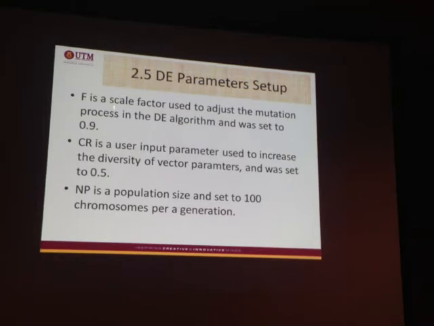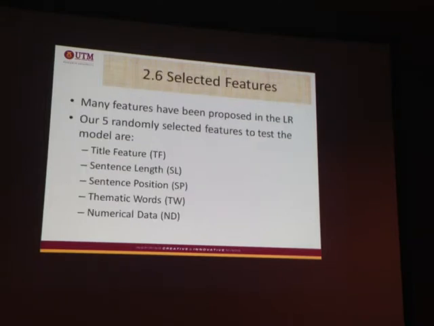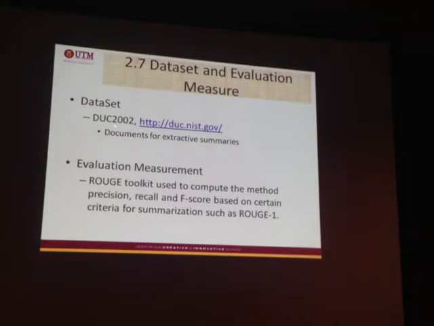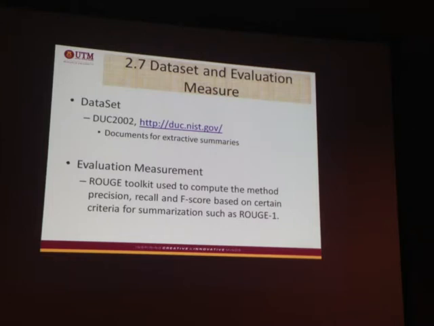The DE needs parameters to work, and they were set as found in the literature. The F factor is used to adjust the mutation, the crossover is used to increase the diversity of the selected chromosomes, and there is the number of the population. After we do the clustering, we compute a feature or features for each sentence in order to select the top representative sentence from each cluster. The dataset used is the DUC dataset, Document Understanding Conference, and the evaluation measurement is the ROUGE tool, a standard for evaluating text summarization results.